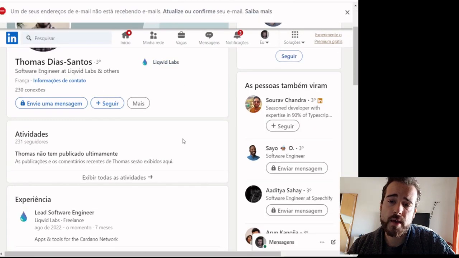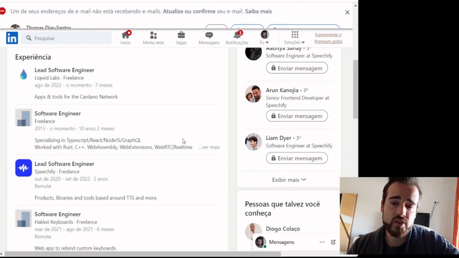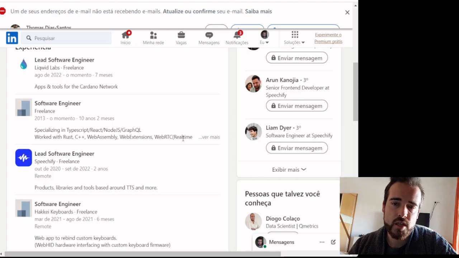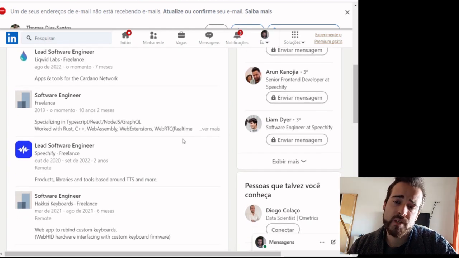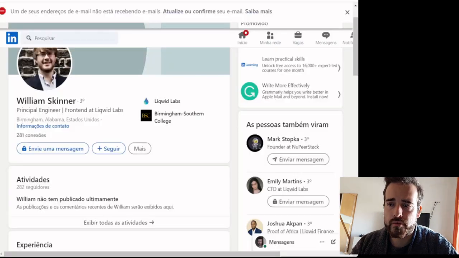And then going back to the technical side, we also have two engineers here. The lead software engineer for Liqwid Labs, that is Thomas. Here you can see that he has considerable years of experience in software development, mostly as a freelancer. So certainly someone that seems capable of taking on this role.